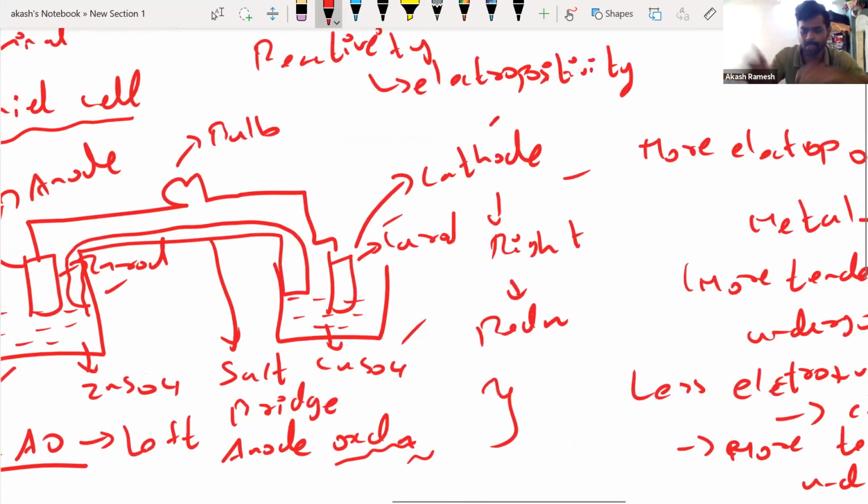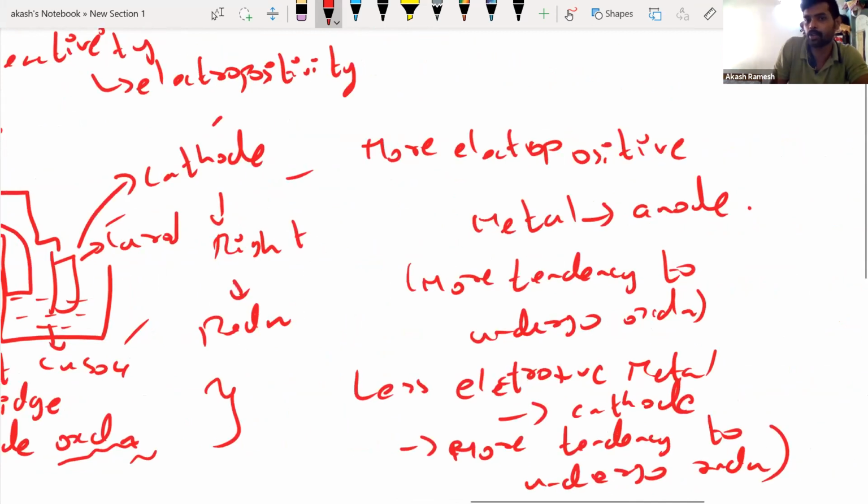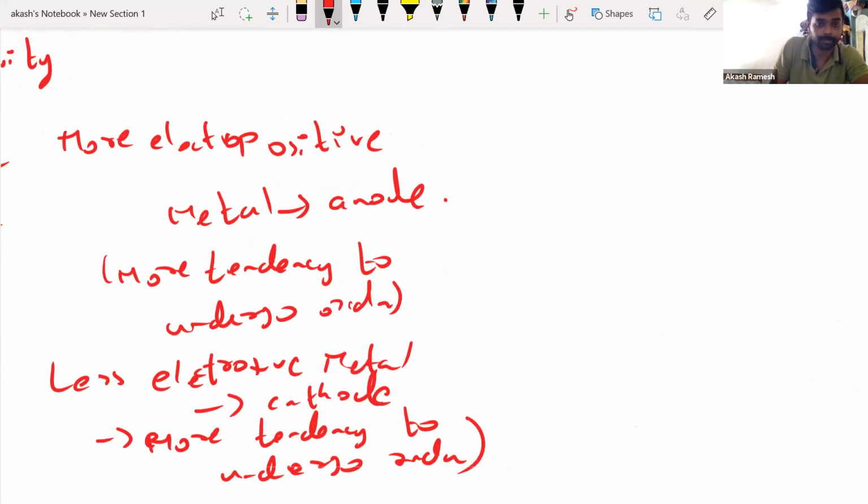let me give you this example. Maybe if I give you Ag, and another element I give you is chlorine, Cl2. Now think and tell me properly which is going to act as anode and which is going to act as cathode.